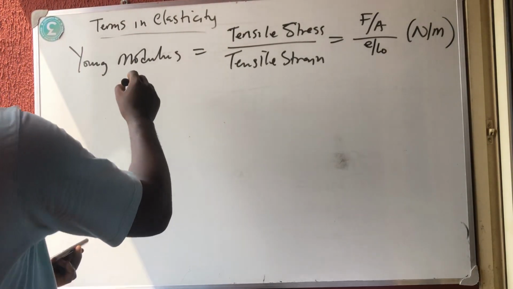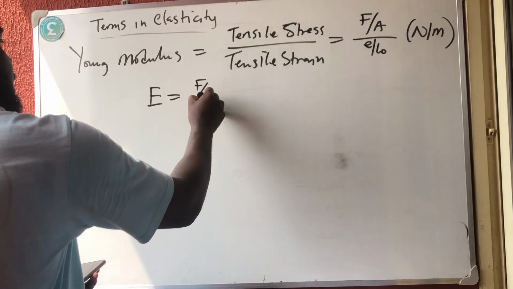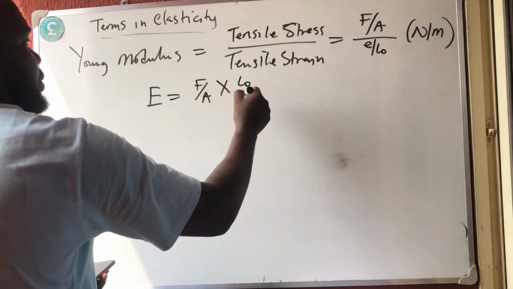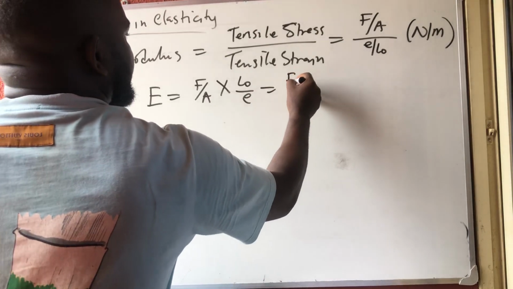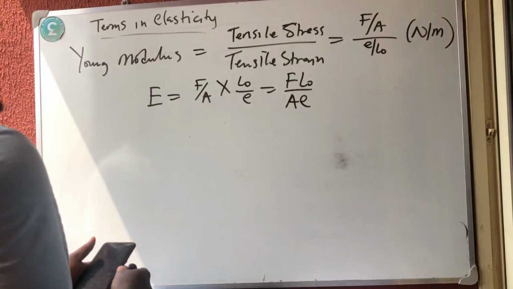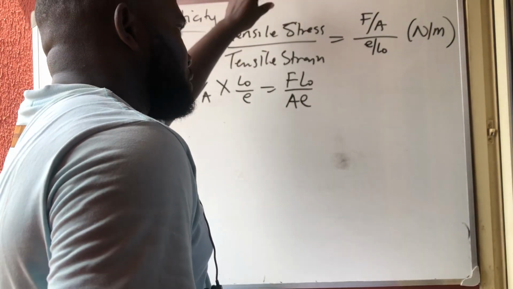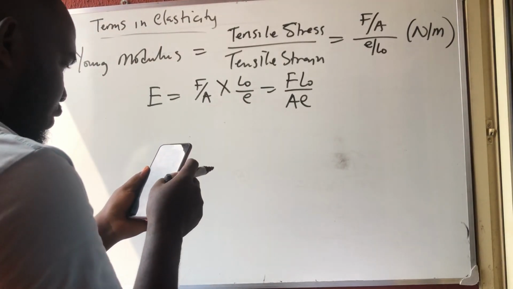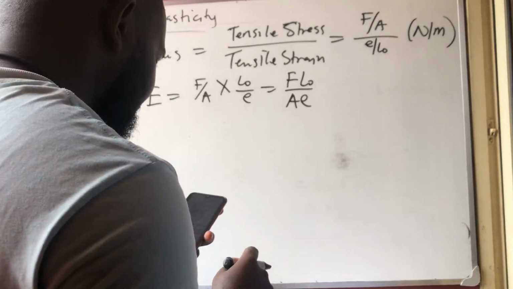So please, let me represent it as Young modulus E is equal to what? F over A times L0 over E, because division and multiplication, they will swap. So I'm having F L0 all over AE. You don't need this formula. This formula will confuse you. Just know that it is your stress over strain. Get your stress, get your strain, divide it. If you start following this thing, you start confusing yourself, okay?